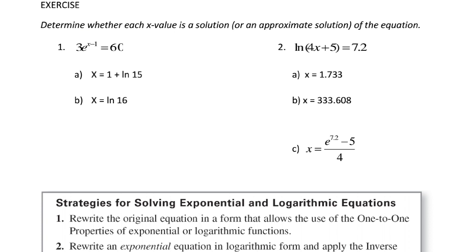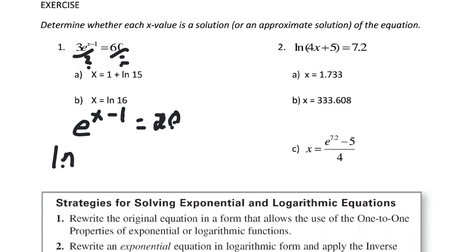All right, so basically what I want us to do is look at these and say, okay, could we solve them? And if we solve them, are these approximations or are they real answers? So in the first one, when we're solving it, there's not much I can do. I can divide by 3. And I'm going to end up with e to the x minus 1 equals 20. Not much I can do with that. So I'm going to change it to an exponential form because it's an e. I'm going to use a natural log, which is just ln of 20 equals x minus 1.